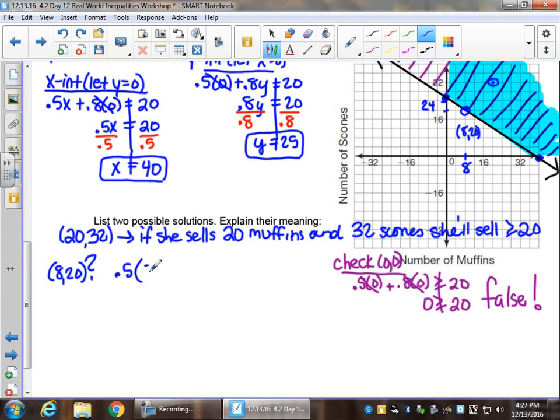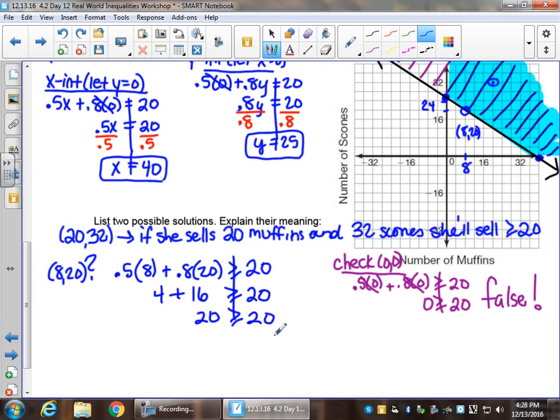So that'll be 0.5 times 8 plus 0.8 times 20, and we're hoping to see if this is greater than or equal to 20. So 0.5 times 8 would be 4, plus 0.8 times 20 is 16. Is that greater than or equal to 20? Well, 4 plus 16 is 20. Interesting. Is 20 greater than or equal to 20? Yes, it is. Because we have the or equal to part built into here, the answer would be 20 scones. It puts her right at her goal.